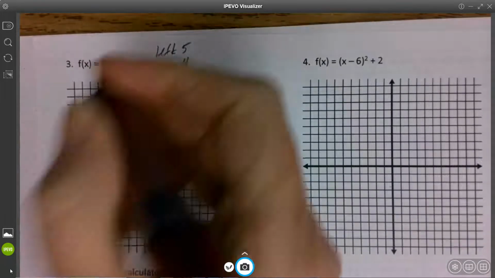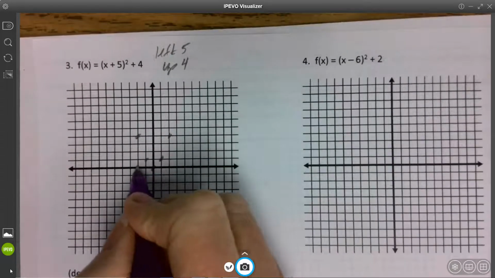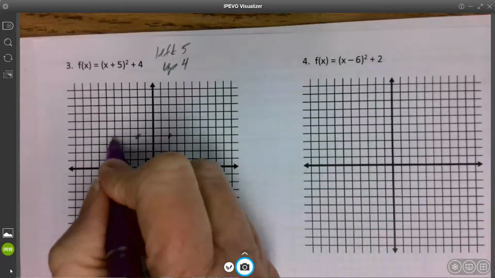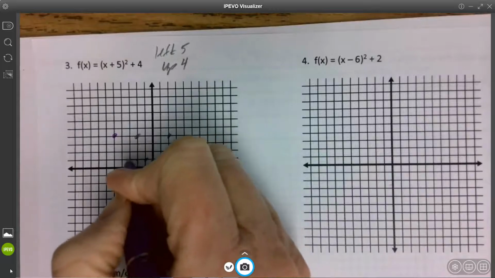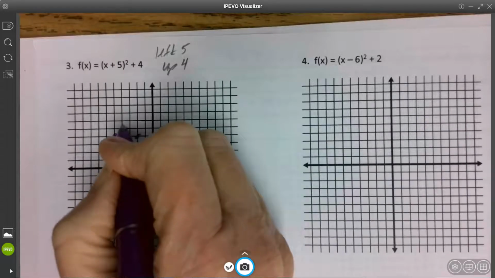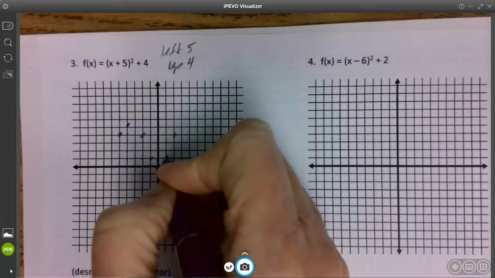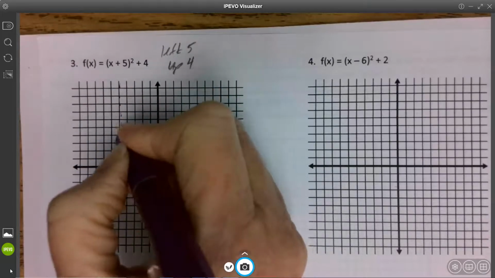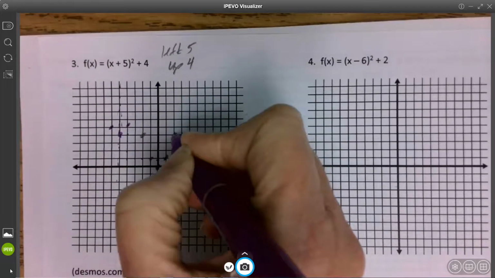There's our parent function. We plotted our parent function once again. Now we're going to apply all of our shifts. We're going to go left 5, 1, 2, 3, 4, 5, up 4, 1, 2, 3, 4. Now, notice the distance between these. Here's my axis of symmetry. I can just do a reflection point, so I can do it that way too, or I can keep going.